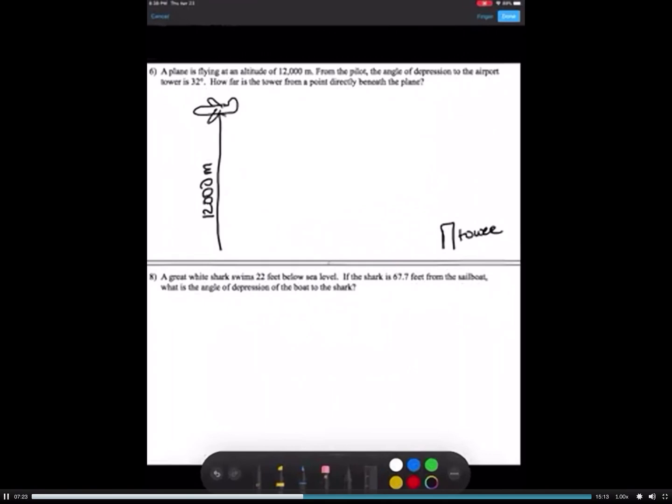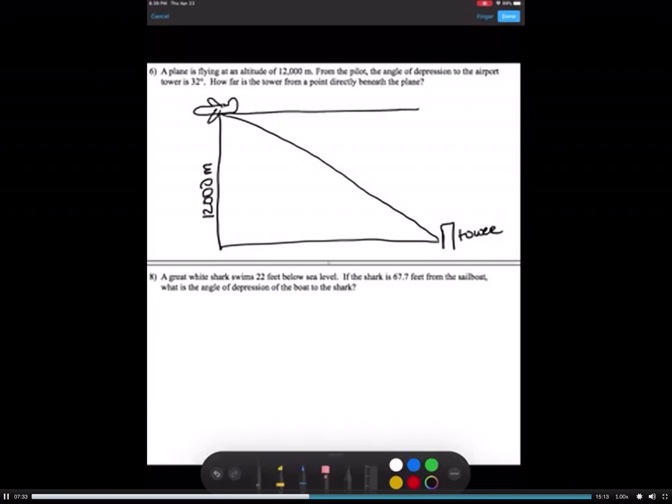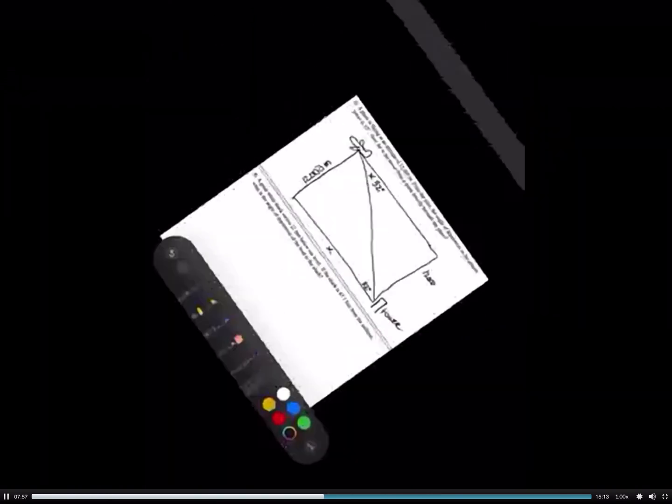From the pilot, the angle of depression to that tower. So angle of depression would be this one. It's 32 degrees here. So if I want to use my original triangle, I'm looking at this one, 32 degrees. Or I could label this 12,000 and that would be fine too. How far is the tower from the point directly beneath the plane?